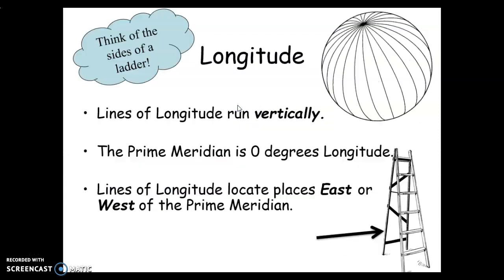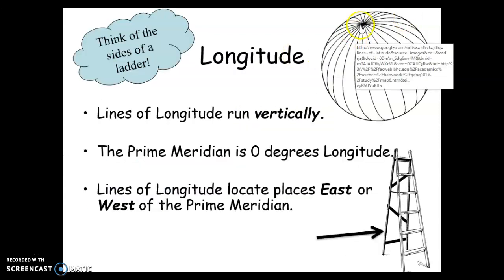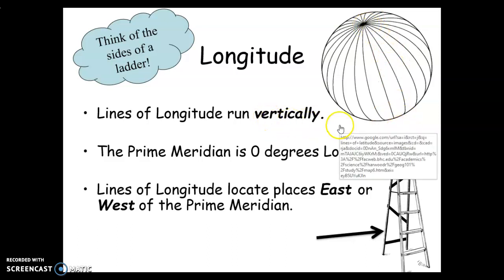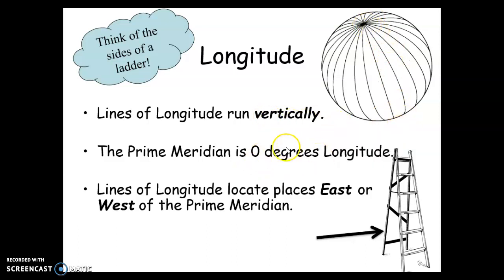Longitude. These are the long lines that go from North Pole to South Pole. They go vertical. Now there is a line, kind of like the equator, that's the 0 mark. It's called the prime meridian. We'll check that out in class.